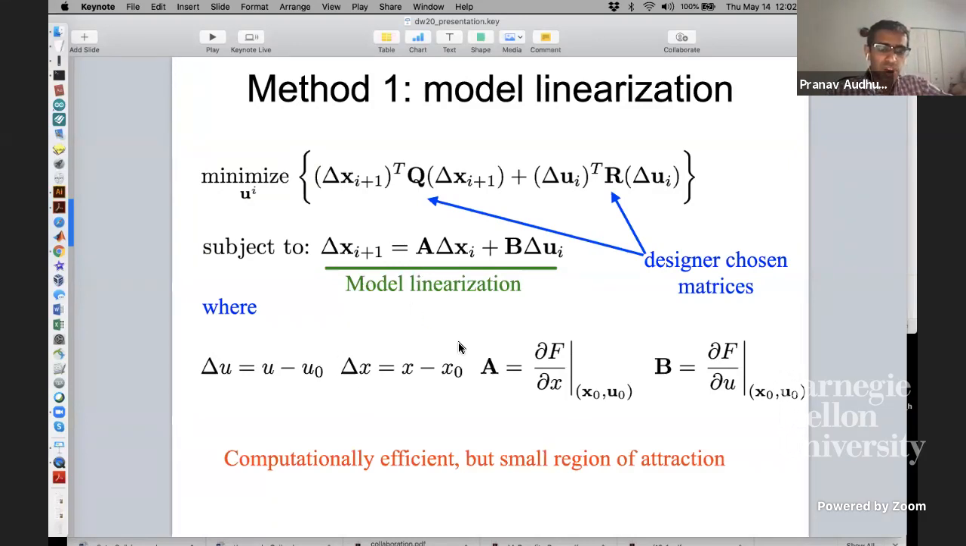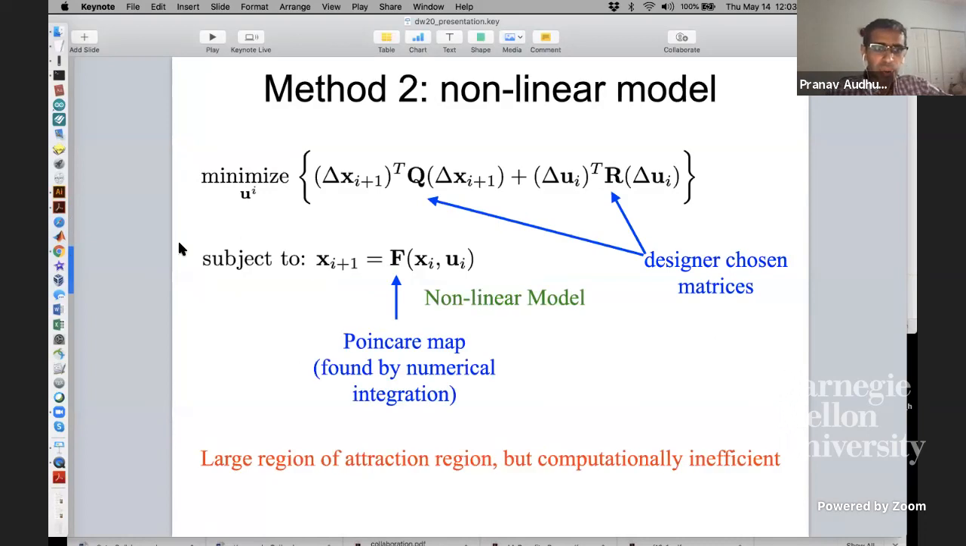Now, the issue with this formulation and the ensuing solution is that this is very computationally efficient because it's a linear problem, but it results in a small region of attraction. A region of attraction is the set of initial conditions which would eventually end up at the fixed point. And that's because this A and B are valid for a small deviation in state or controls. That's method one. The second method, which is using a nonlinear model, formulates the same problem, same cost.